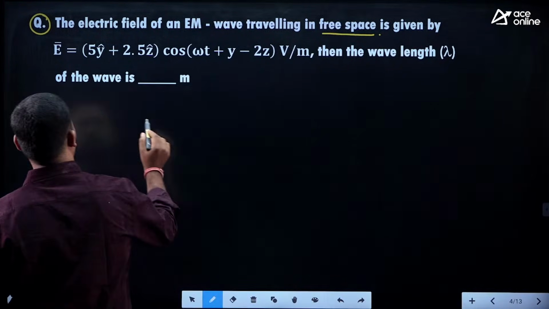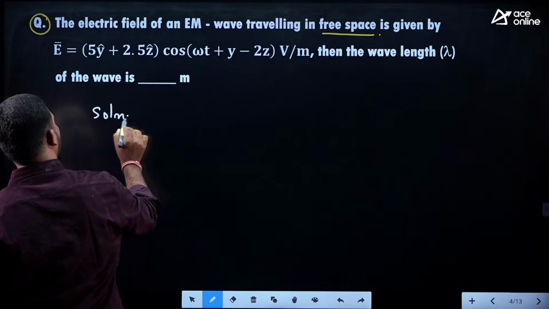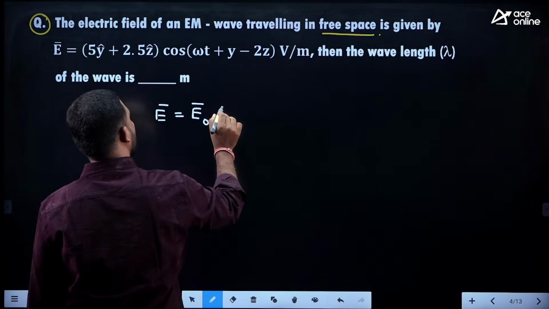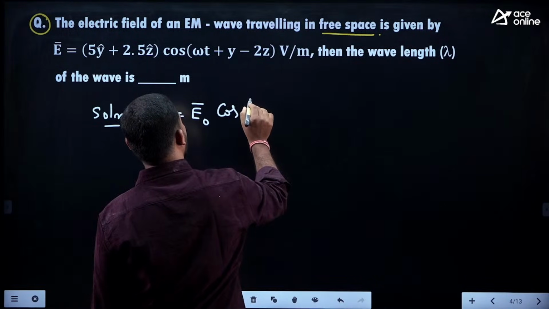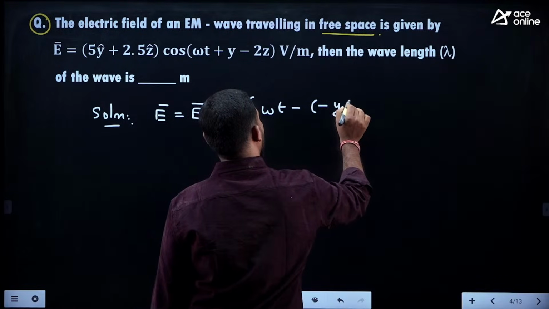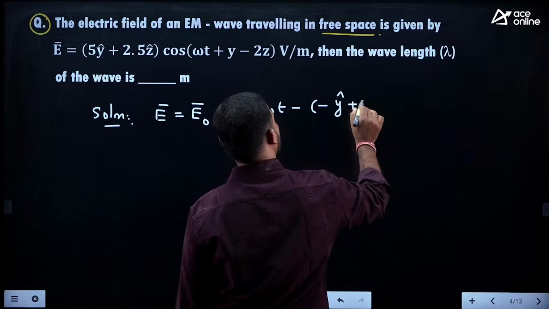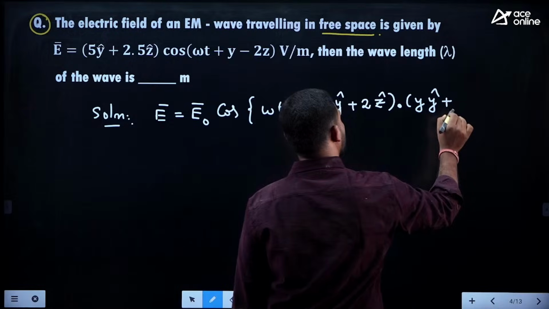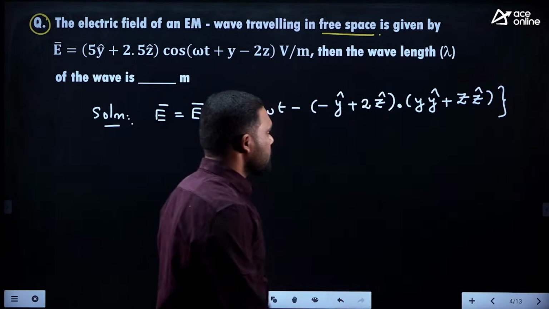So here you can write this entire thing as E naught. I don't want to repeat things, so I'm going to write E is equal to E naught into cos. I'm going to split this as a dot product of two vectors. How can that be written? It is omega t minus, minus y cap plus 2 z cap dot product with y cap plus z cap. You can make a comparison.